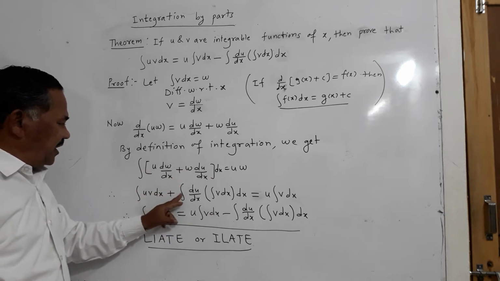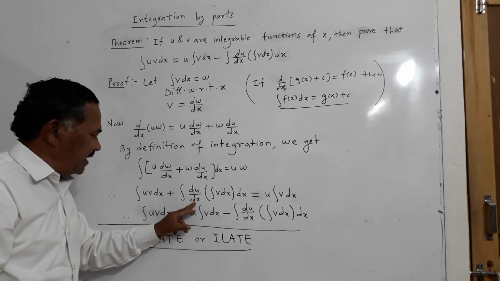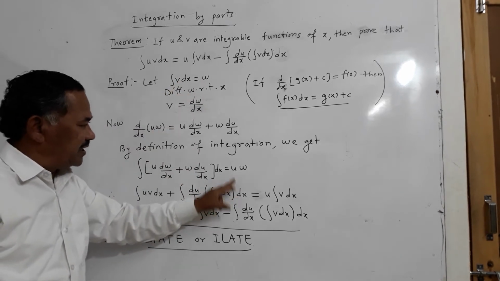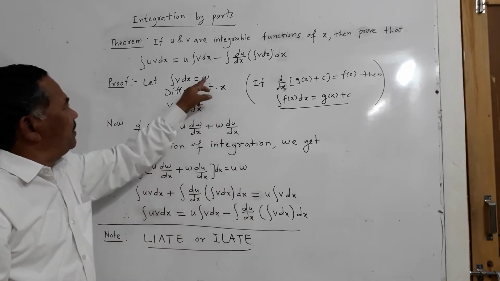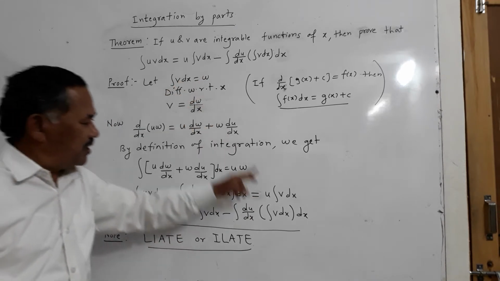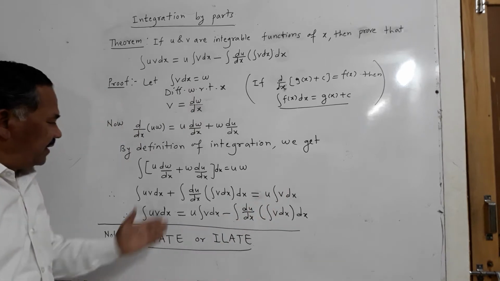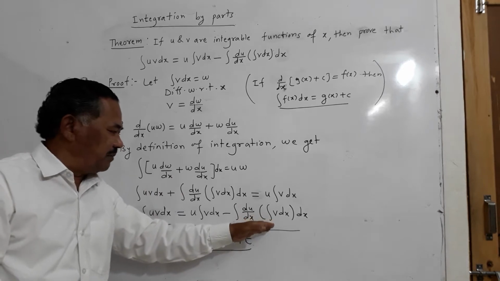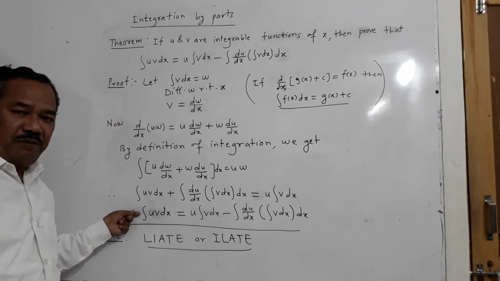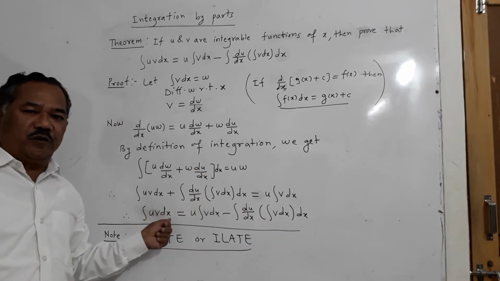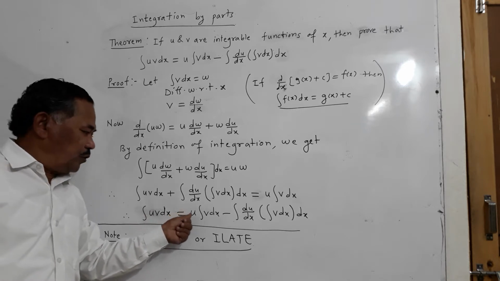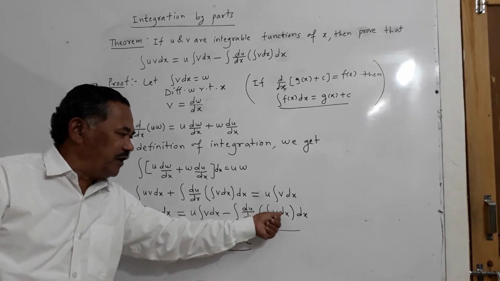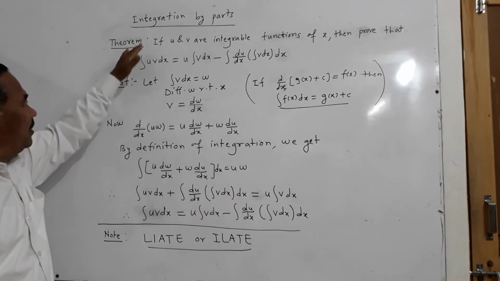Therefore, here plus integral of du by dx and then w, but w is equal to integral of v into dx, equal to u, and the value of w we carry the substitution, integral of v into dx, and then finally we transfer this term on this side here, positive. If we transfer, it becomes negative, and we get our standard formula: integral of u into v into dx equal to u into integral of v into dx minus integral of du by dx into integral of v into dx into dx. Therefore, you remember, proof is very simple.